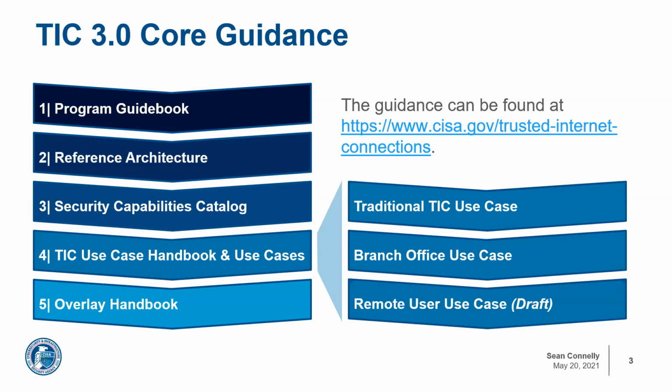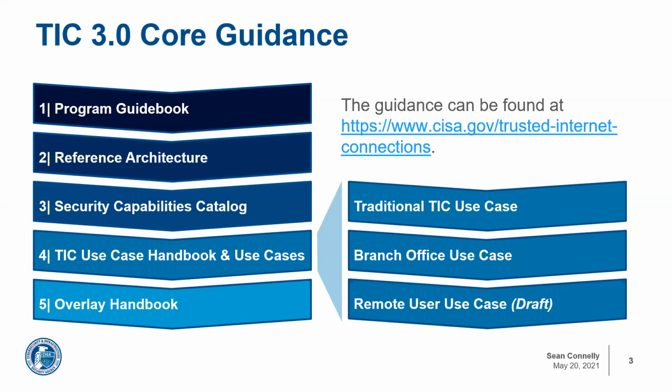So documents can be grouped into two sets. The first two, the guidebook and the reference architecture, is what we consider strategic and programmatic. The last three, the capabilities catalog, the use cases, and the overlays, those are more operational and tactical. We think agencies and everyone will use more on a day-to-day basis.